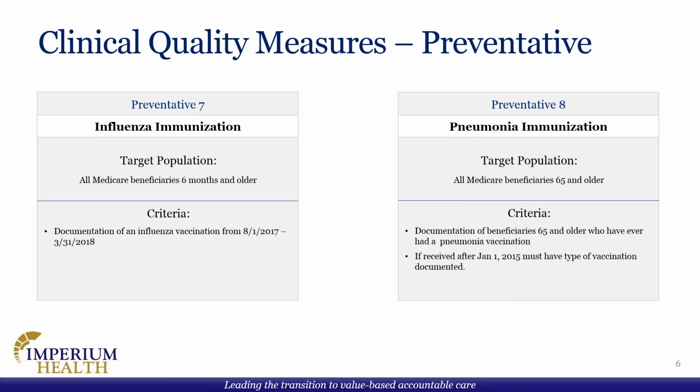The next measure is the pneumonia immunization. This is for all beneficiaries ages 65 and older. We need to make sure that for those patients aged 65 and older, we've documented if they've ever had a pneumonia vaccination. If they've had it done after January 1st of 2015, we must document the type of vaccination they've had done. The vaccination doesn't need to be given when the patient is older than 65. It's just that the target population for this measure is any beneficiary 65 and older. And there are no exclusions for the pneumonia vaccination measure.